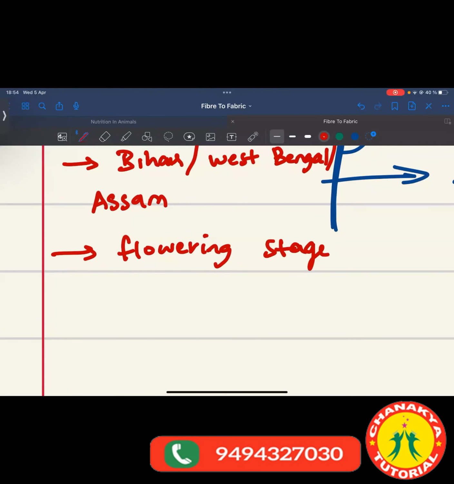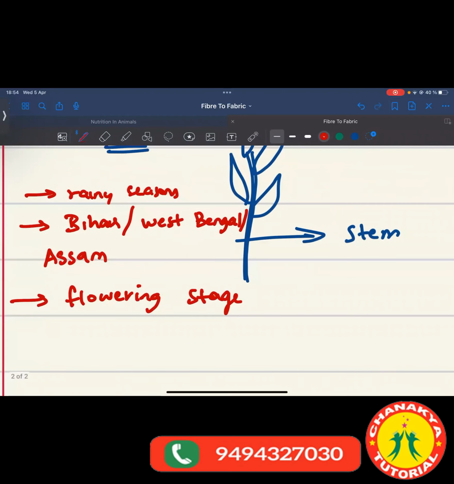All right. So what happens? The stems of these harvested plants, first of all, they will take the stem. Okay. So first I'm taking the stem alone. And the stem is immersed in water.